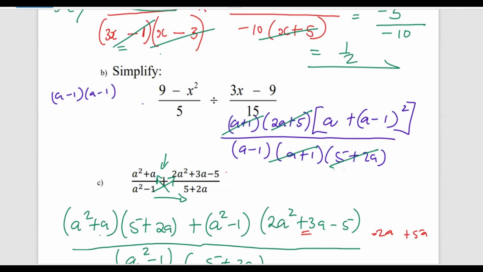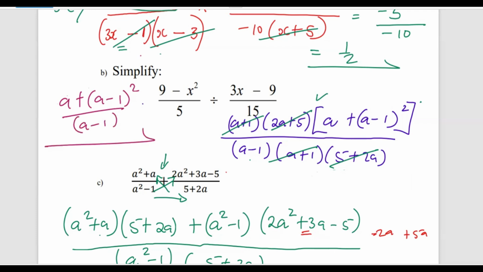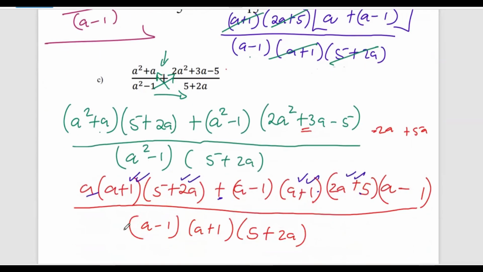Whatever is left, this bracket over a minus 1, becomes our final answer. If there's anybody that really manages to simplify that further, please let us know in the comment section. So a plus a minus 1 squared over a minus 1 becomes our answer. This question deserves 7 marks, guys. Please just try whatever you can. Do not skip questions.